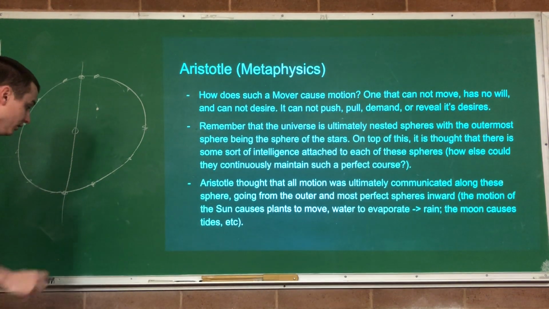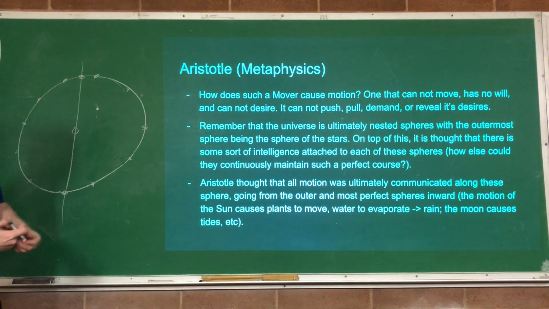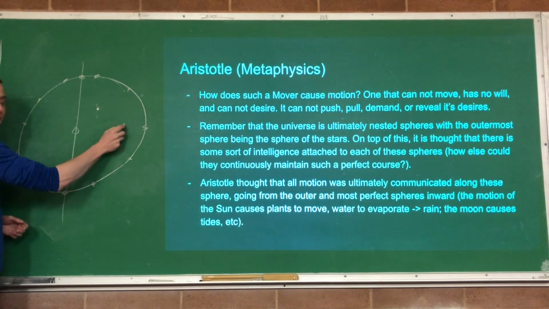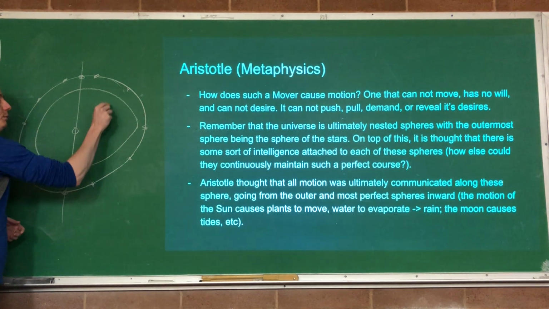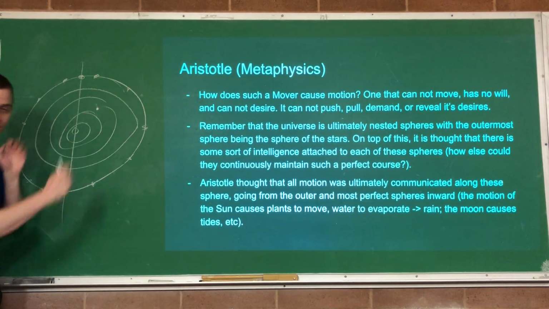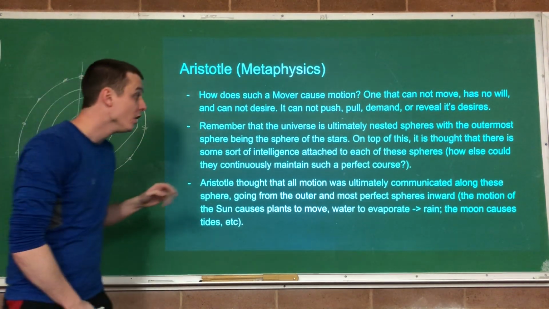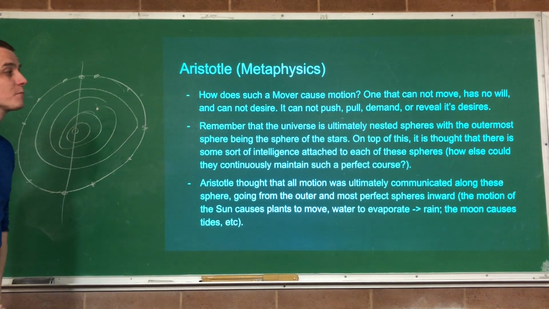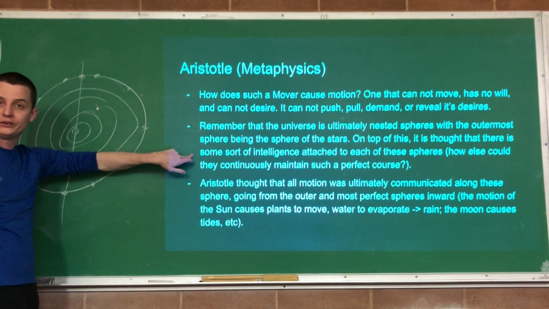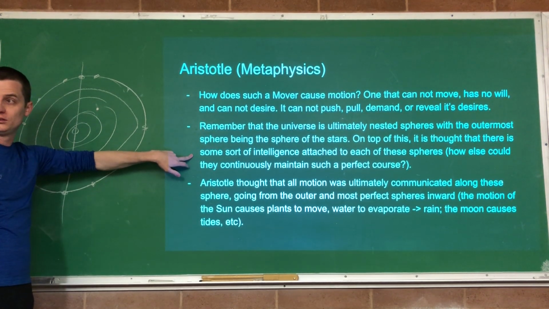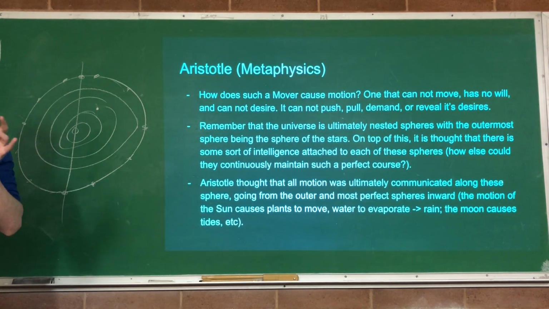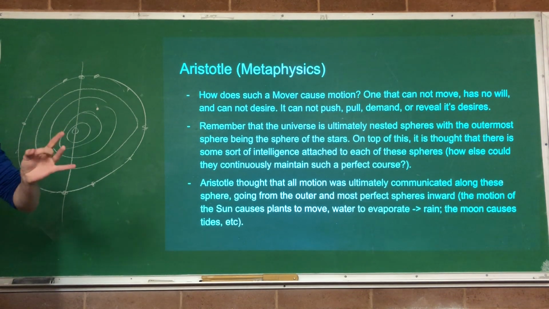Okay. Now, going back to our picture of the universe, remember that the universe is ultimately nested spheres. We have the outermost sphere, the stars, and then we have Saturn's sphere, Jupiter's sphere, etc., all the way down, right? It's a bunch of nested spheres. That's what the universe looks like. On top of this, it is thought that there is some sort of intelligence attached to each of these spheres. Ether, right? No, intelligence, as in like demigods type things.